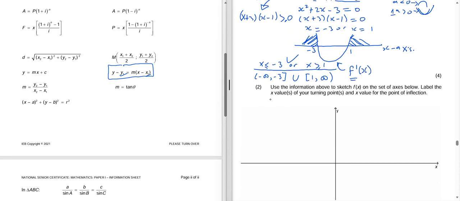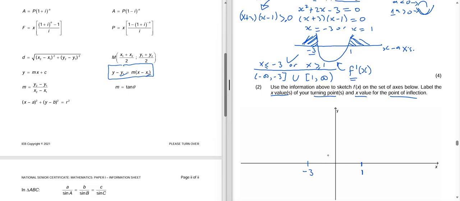Now the next one, use the information above of f of x on the set of x's below. Label the x values of your turning point and the x value of the point of inflection. You need the theory that connects the graph of f of x and its derivative. Now, just putting the information, we have extracted something about minus 3. So let us label minus 3. There is a 1. They have to be related.